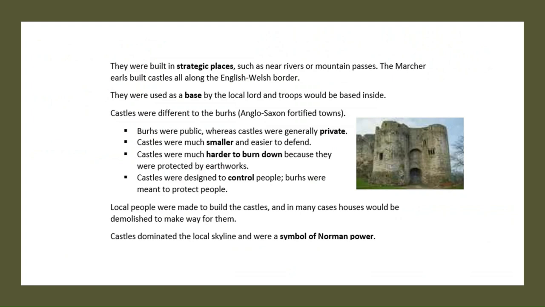Castles were different to the Anglo-Saxon boroughs. Boroughs were public, castles were private. Castles were smaller and easier to defend. Castles were harder to burn down because they were protected by earthworks. Castles were designed to control people. Boroughs were meant to protect people. So there's one, if you're asked to explain differences between Anglo-Saxon boroughs and Norman castles, this is a good one.